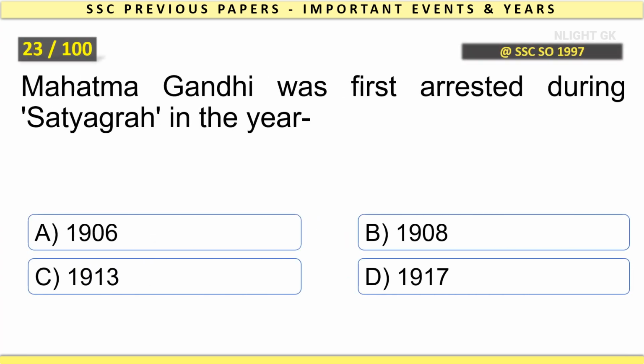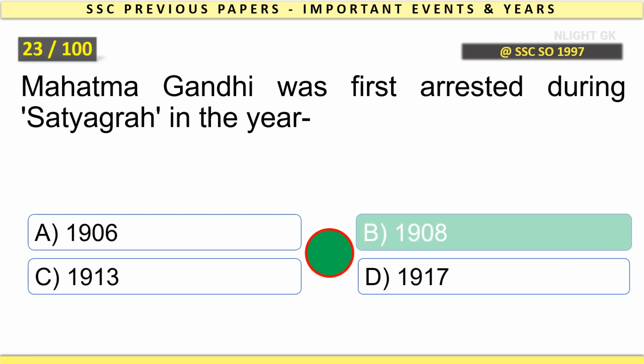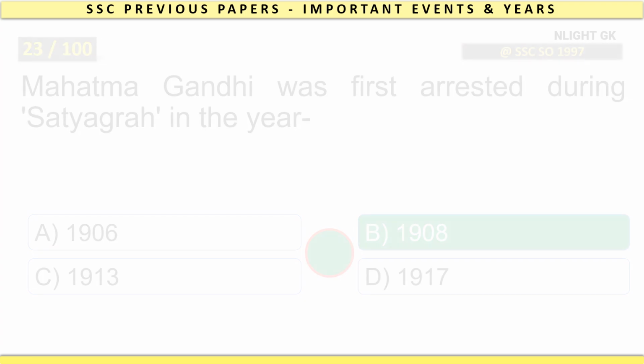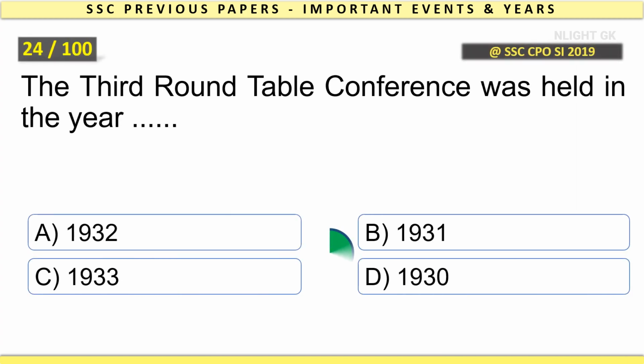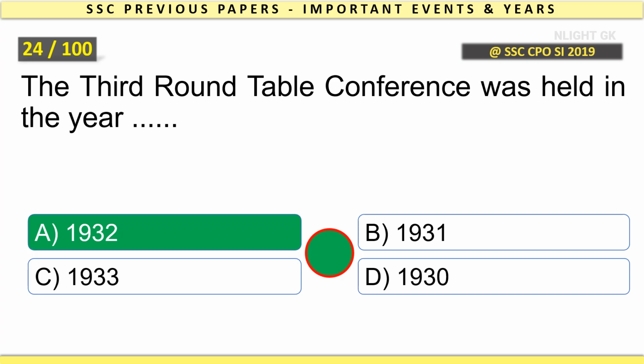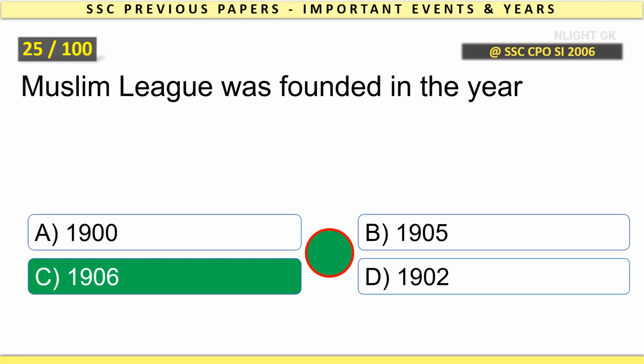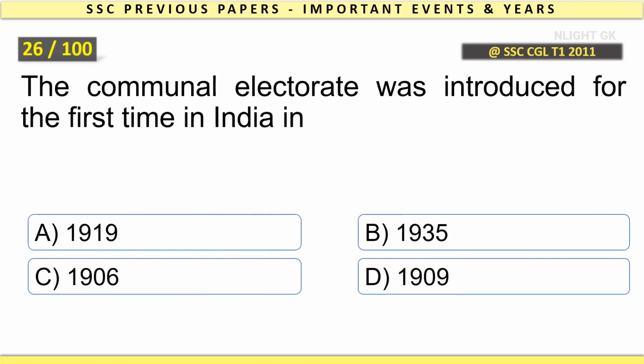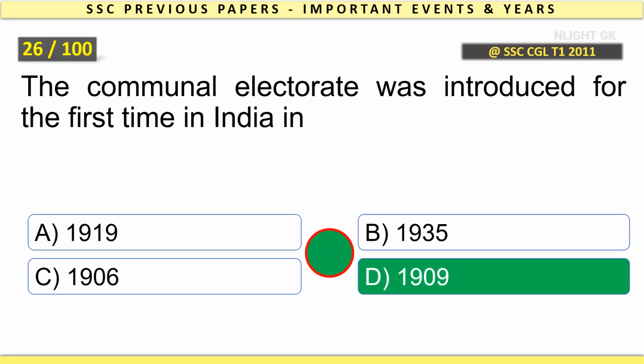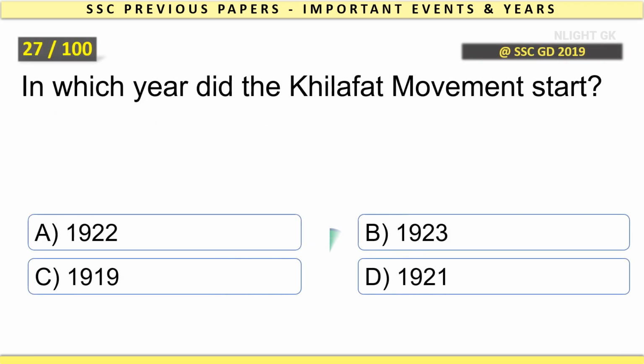Mahatma Gandhi was first arrested during Satyagraha in the year 1908. The third round table conference was held in the year 1932. Muslim League was founded in the year 1906. The communal electorate was introduced for the first time in India in 1909.